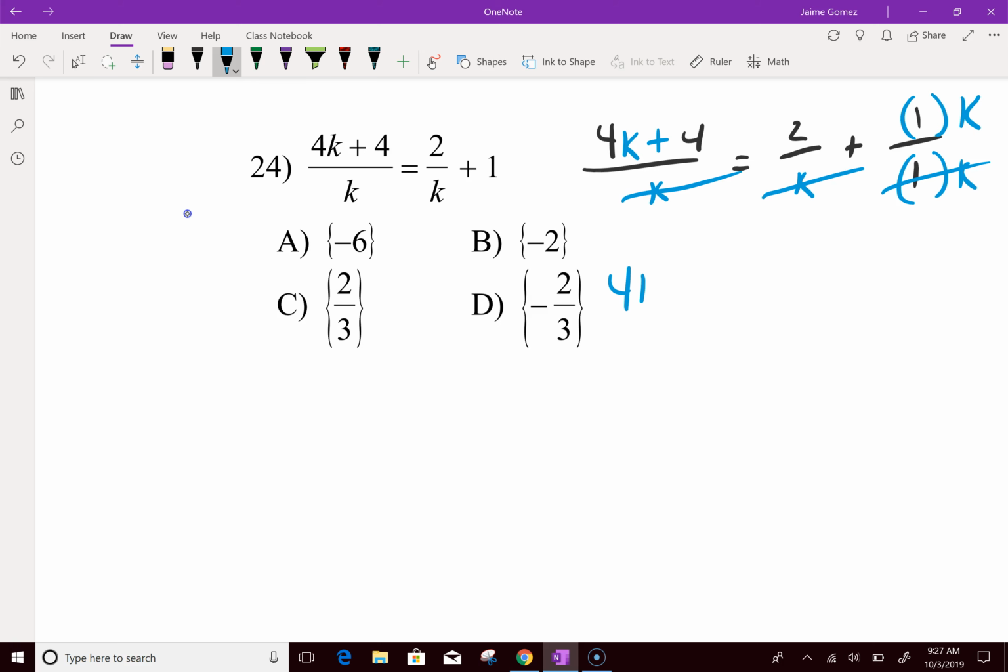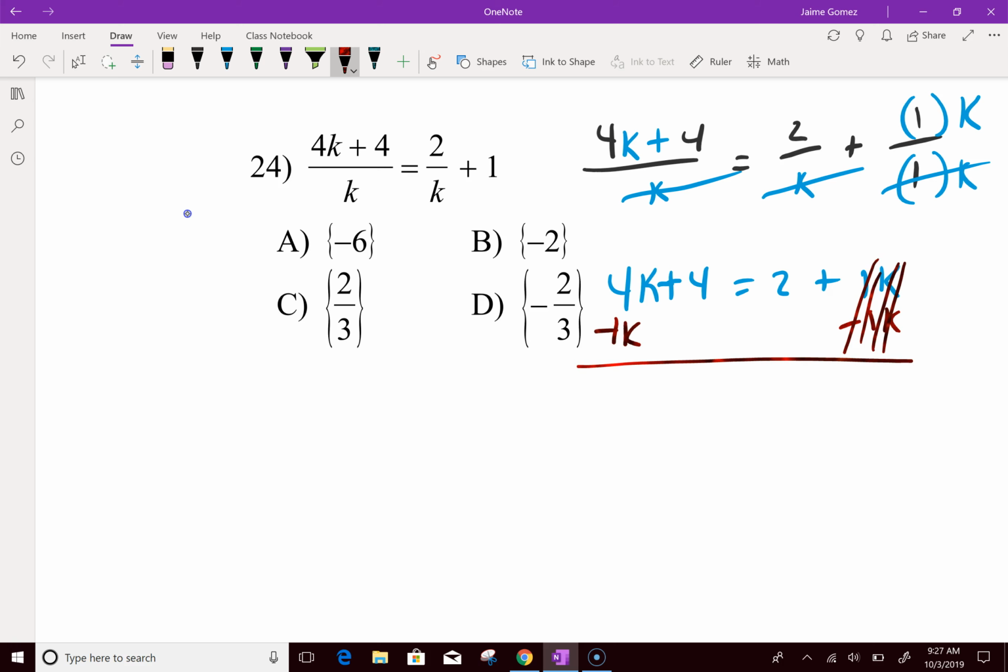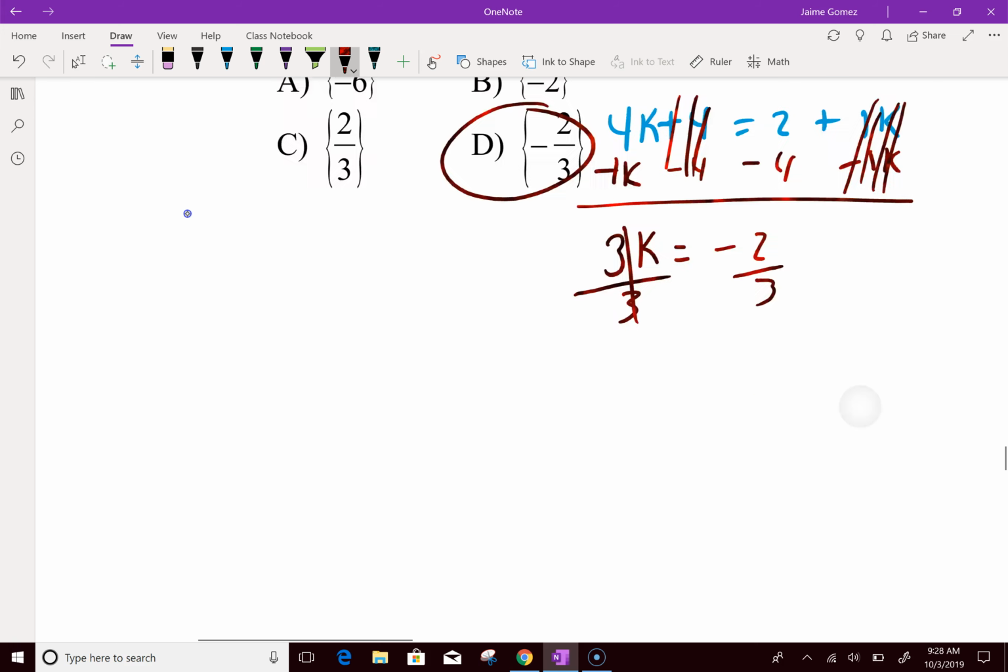So then this is 4k plus 4 is equal to 2 plus 1 times k is 1k, or just k if you want. Doesn't matter. Again, move the letters where they make sense for you. I'm going to subtract my 1k to the left. So all my letters go to the left in this question, minus the 4 over here. So I have 3k is equal to 2 minus 4 is negative 2. Divide that by 3. 2 and 3, negative 2 and 3. Letter D.